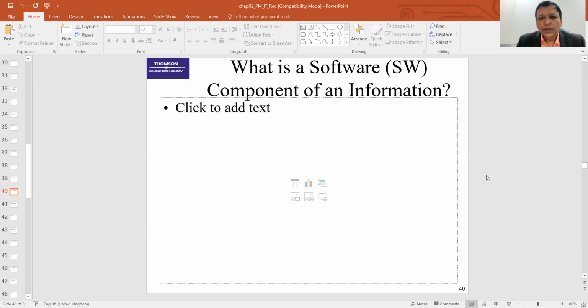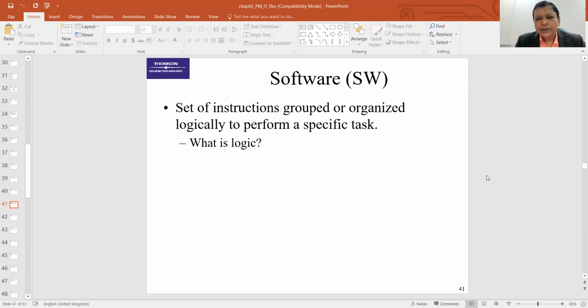Then what's a software component of an information system? Set of instructions grouped or organized logically to perform a specific task, like we have ATM system, hospital management system, educational system, embedded software, safety critical systems. The keyword is logic in a software. We also call them programs.